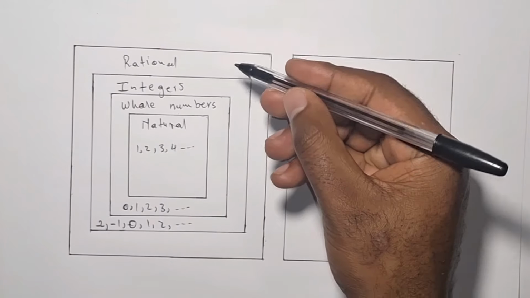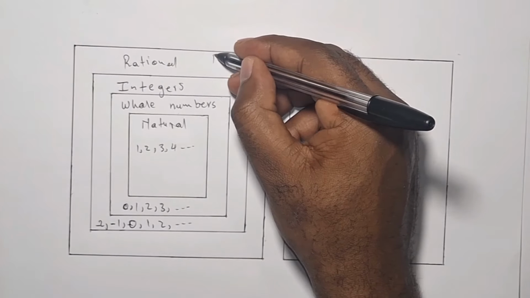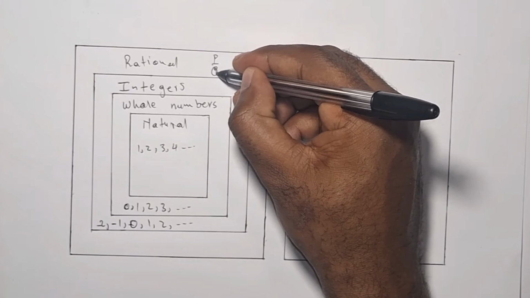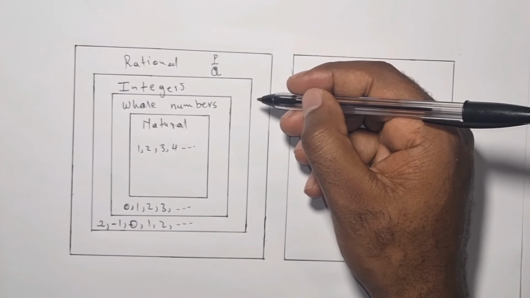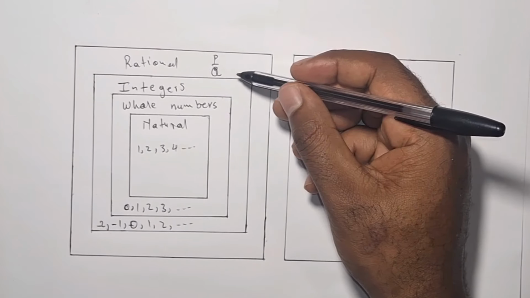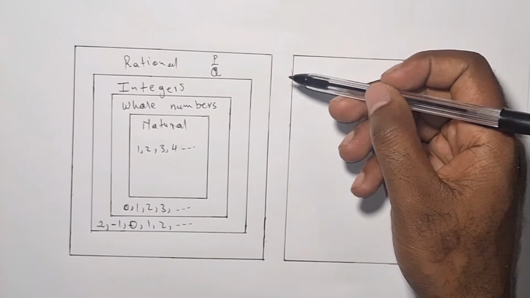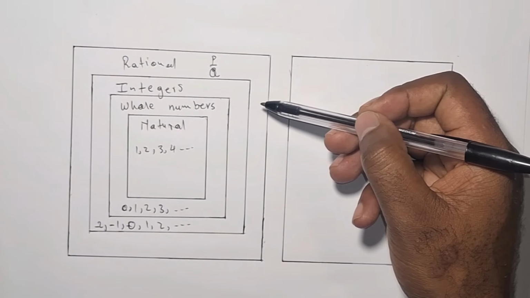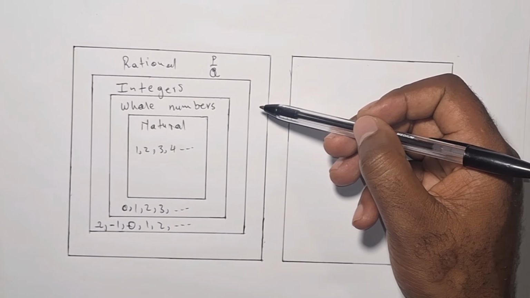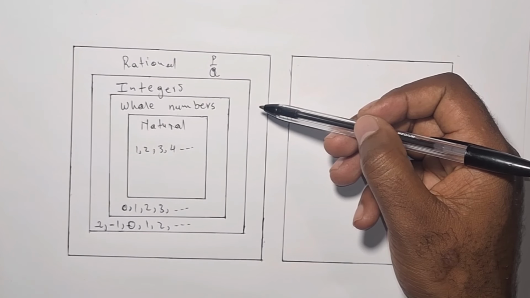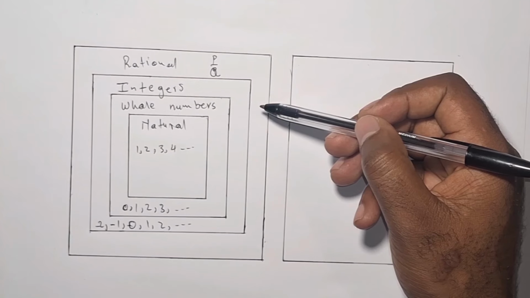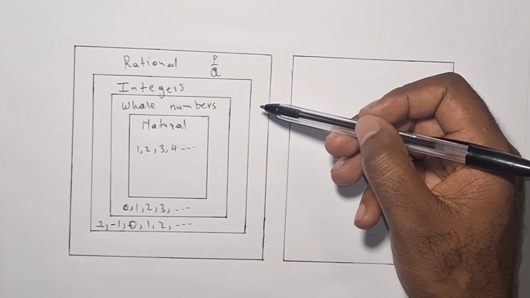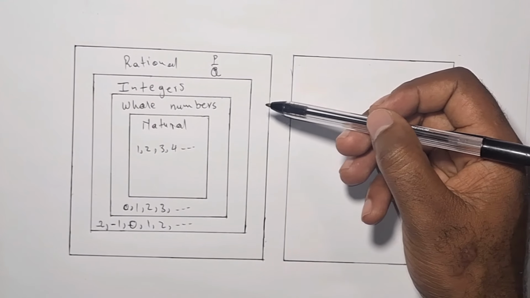But here's the key. The decimal numbers must be numbers that can be expressed as a fraction. So a fraction like p over q. In this fraction, p and q both have to be integers. And then q must never be equal to 0. So think of the decimals that repeat or end. They are all part of the rational numbers family.